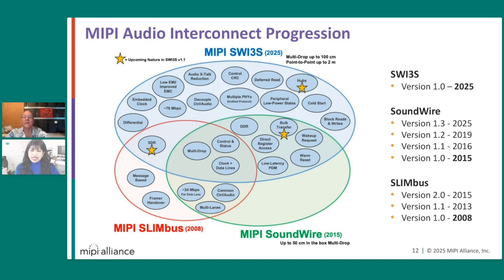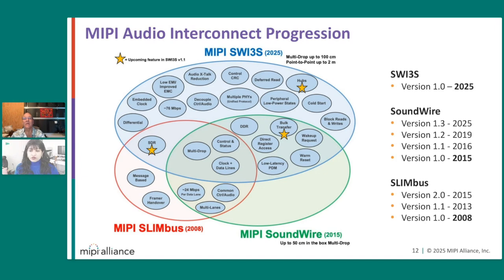And that's exactly where SWIS, or SoundWire I3S, comes in. SWIS builds on the solid foundation of SLIMbus and SoundWire, but it takes a significant leap forward in performance, in scalability, and design flexibility. SWIS also offers a two-pin interconnect, but it supports both single-ended and differential PHY types while maintaining a unified protocol and software layer, which is a huge advantage for system integration.